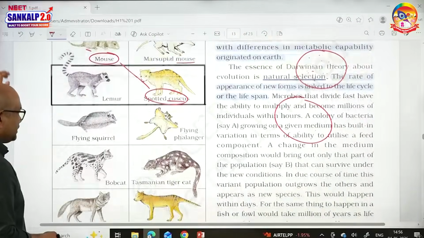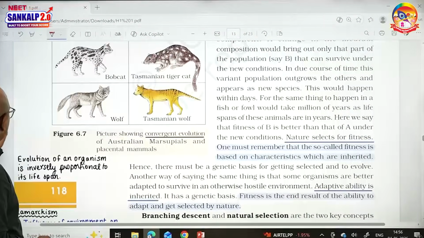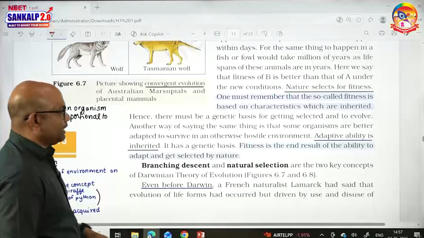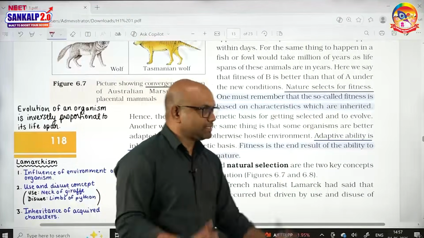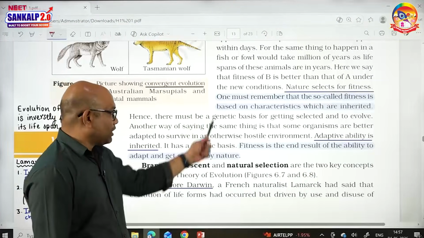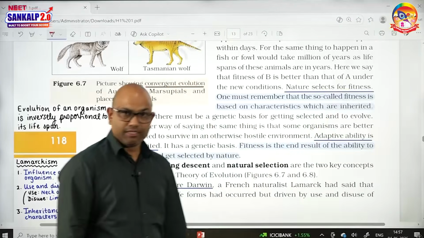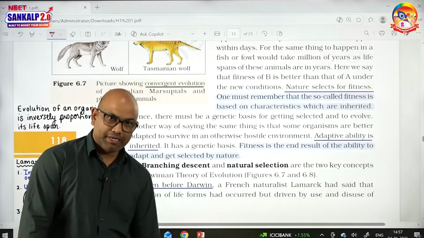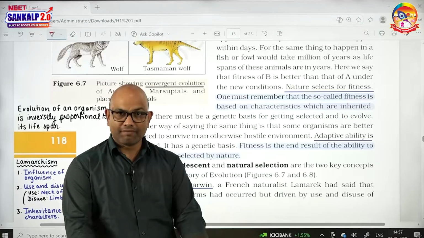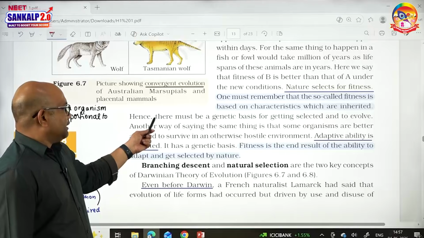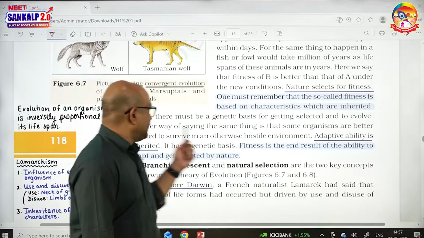Next, this is about Darwin's theory and Lamarck's theory. Some important points. Nature selects for fitness. Yes, survival of the fittest. One must remember that so-called fitness is based on characteristics which are inherited. Yes, there is adaptability, and the adaptability should have heritability. Next, there must be a genetic basis for getting selected and evolving.